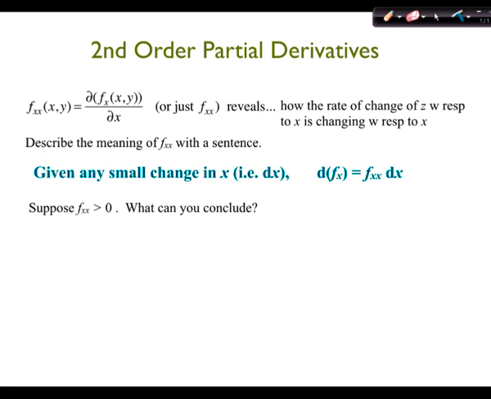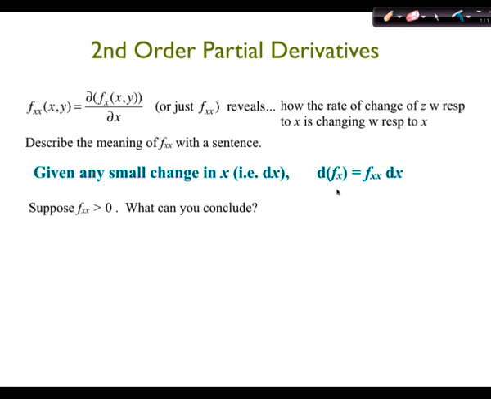Okay, suppose that the second order partial with respect to x is greater than 0. What can you conclude? What does it mean if the second partial is greater than 0? Right, so if the second partial is positive, that means the first order partial is increasing. So what does it mean that the partial with respect to x is increasing? If your second partial is greater than 0, then your first partial derivative, partial with respect to x, is increasing.